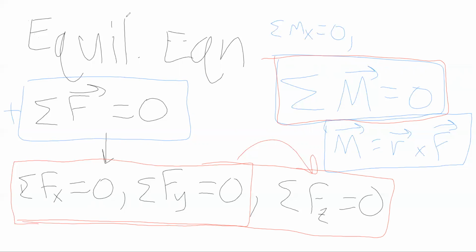If it's a 2D problem, that means we have 4 equations. If it's 2D, then we don't really care about the z direction, right? And that means we have 4 equations, 2 force equations, 2 moment equations. And that means we can only solve for 4 unknowns if we have a 2D problem.